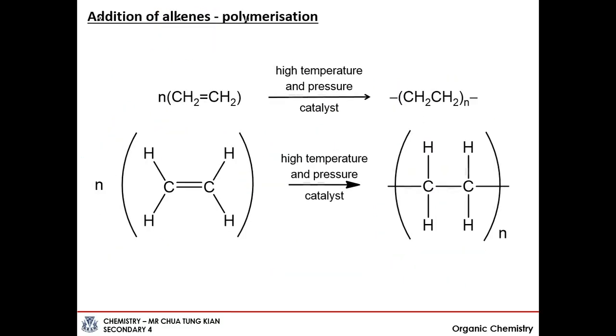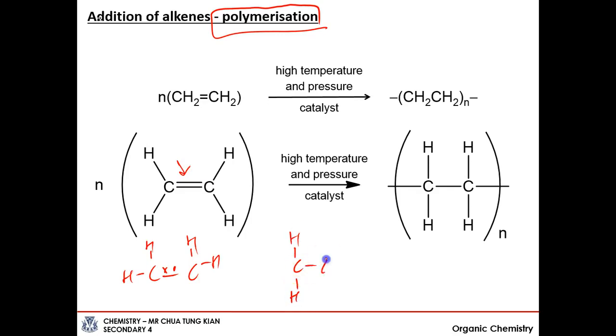The last reaction is addition of alkenes to itself. We call this polymerization. We will cover more on this in the topic of macromolecules, but for now, if I were to draw the dot and cross diagram for an alkene, this ethene, dot and cross. If I open one of the bonds out, it would look like this. This is the unpaired electron. This is the unpaired electron.